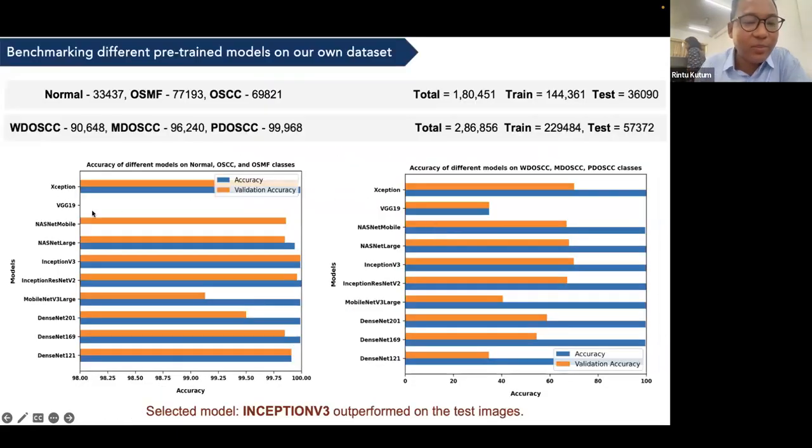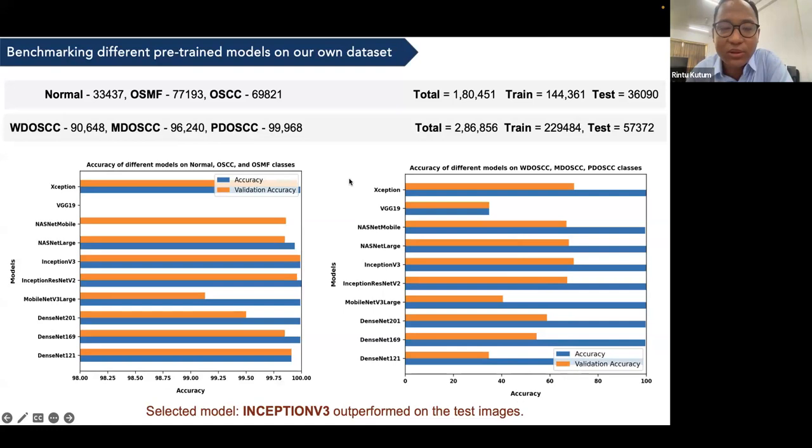We applied many deep learning algorithms, and what we found is that only Inception V3 was able to perform very well on the validation data set. If you see on the x-axis, this is the accuracy, and the blue is for the training and the orange depicts the validation.